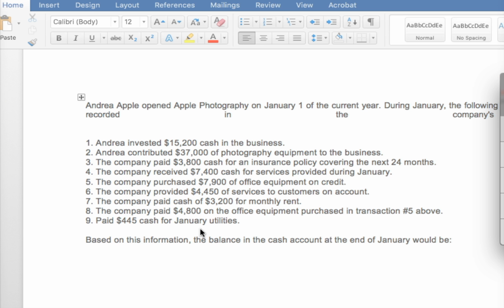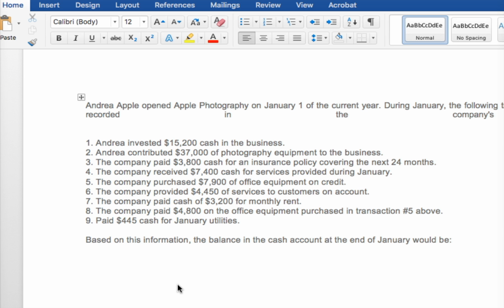We paid in cash. And finally paid $445 cash for January utilities. So I will subtract that. Based on that information, the ending balance would be $10,355. Again, just needed to pay attention to which ones of these transactions involved cash. Okay? All right, any questions on that one before we move on to chapter 3?